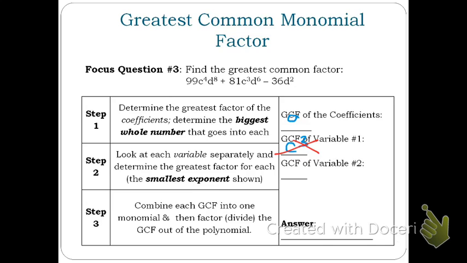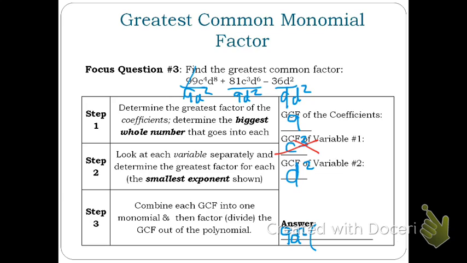So our greatest common factor, we still have the greatest common factor. The coefficient is 9. Our variable one, which is c, there's not a c in all three terms, so c is not part of the greatest common factor. But there is a d in all three terms, and the smallest exponent is 2. So our greatest common factor is 9d to the second, and that's what we need to divide every term by. 9d to the second, 9d to the second, 9d to the second.